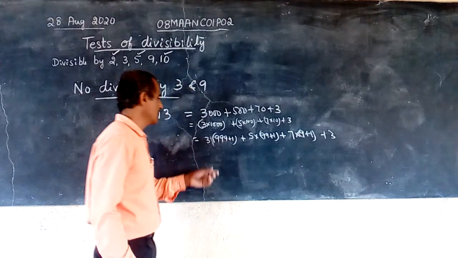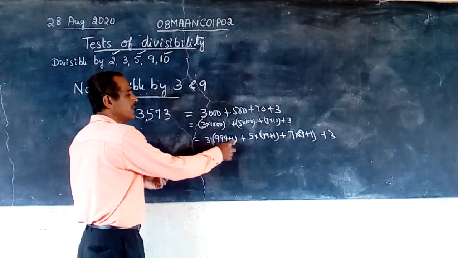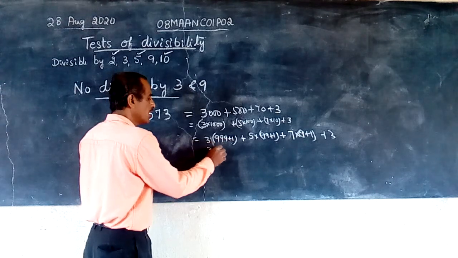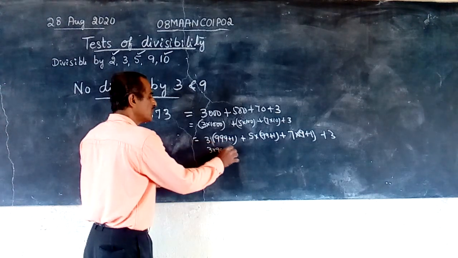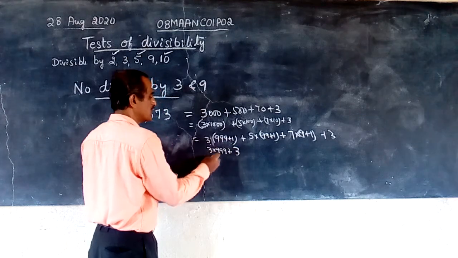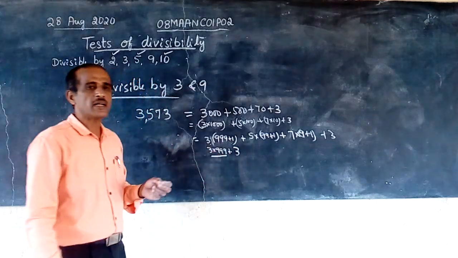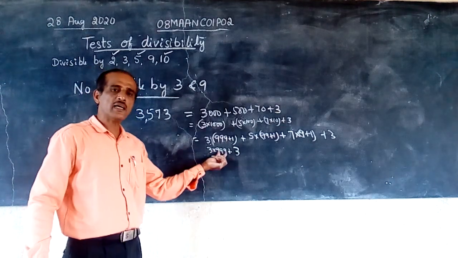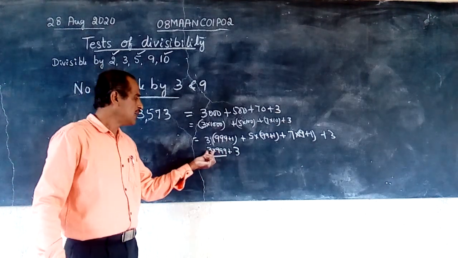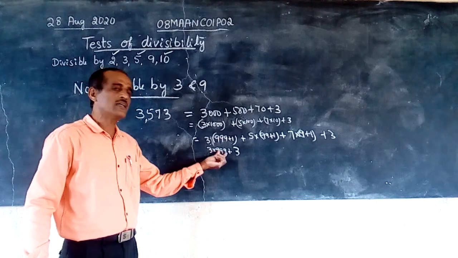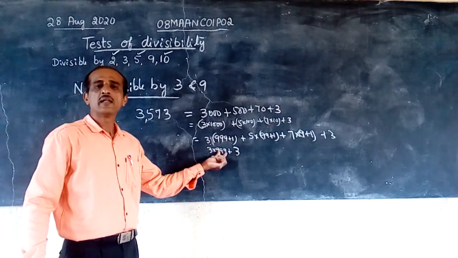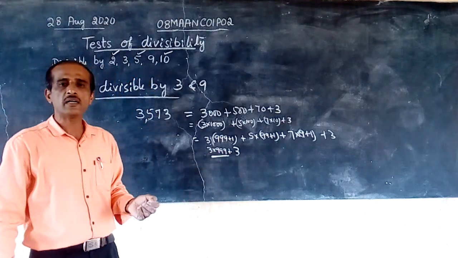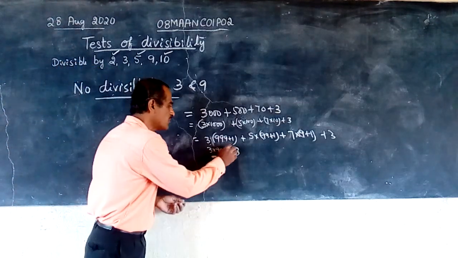Here see, 3 into 999 plus 1 means 3 into 999 plus 3 into 1, which is 3. The meaning is like this: 3 into 999 plus 3. Here 999 is divisible by 9 and 3 times 999 is also divisible by 9. Therefore, this 3 into 999 is divisible by 9 and 3 is remained here.